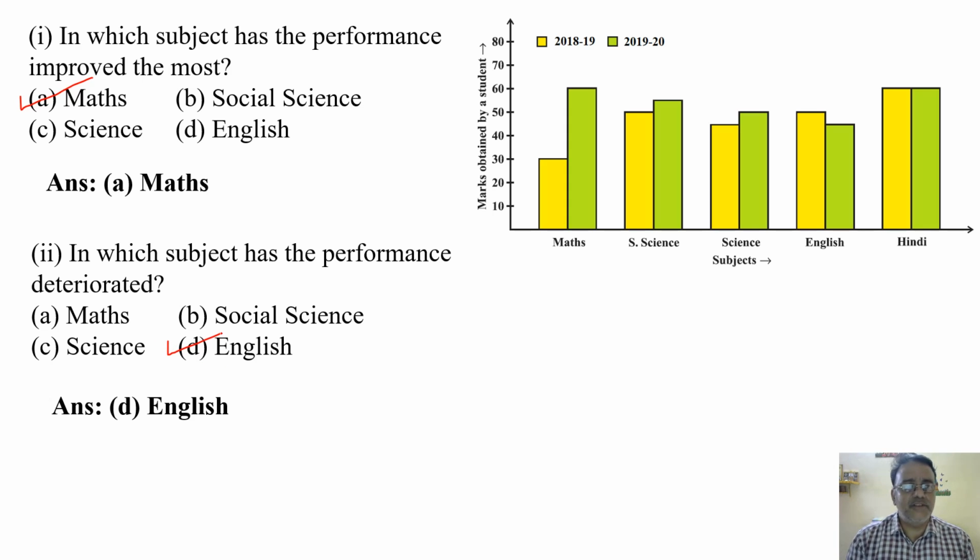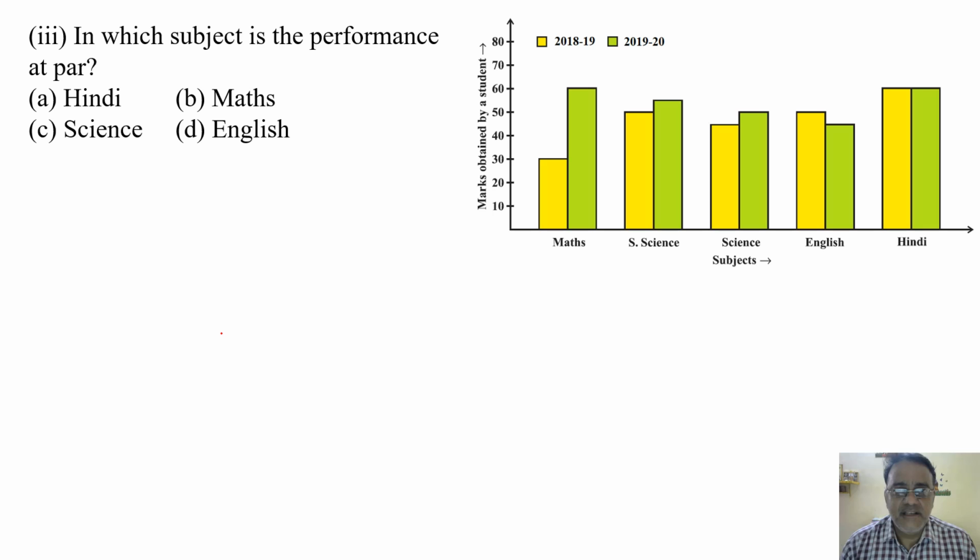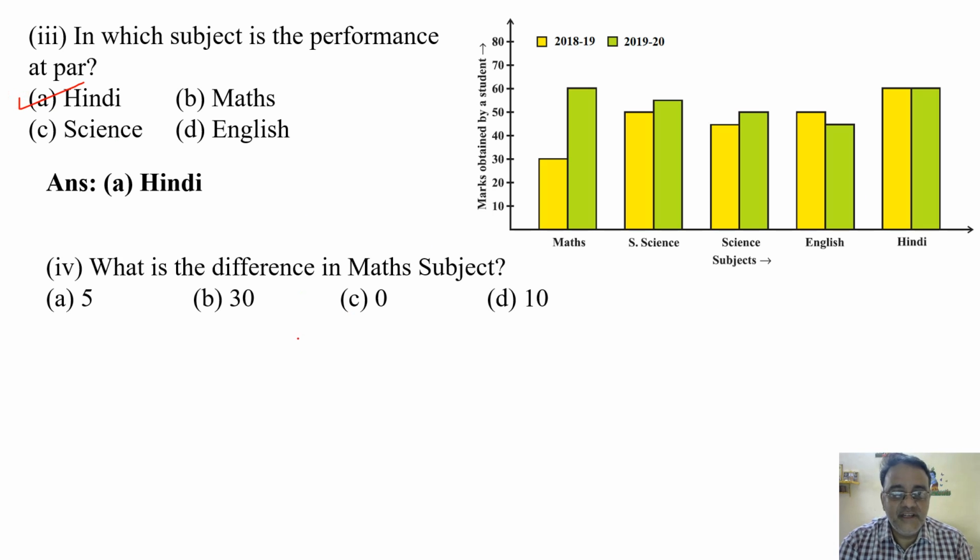Now we are moving toward the next question. In which subject is the performance at par? Hindi, right? So the correct option is option A. What is the difference in math subject? So see, this is 60 and this is 30. So 60 minus 30 is 30, right? And the correct option is option B.